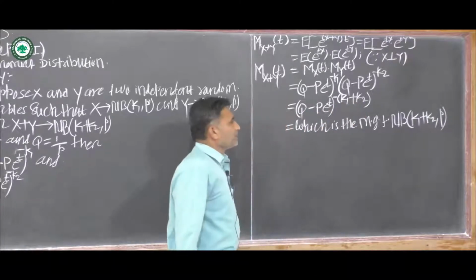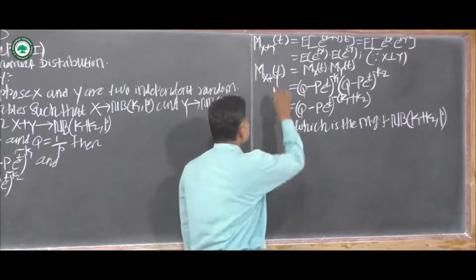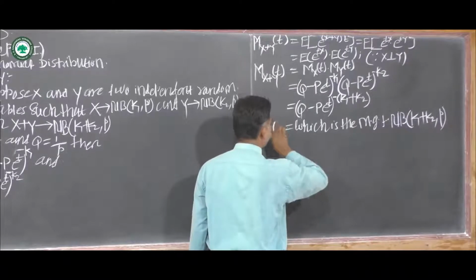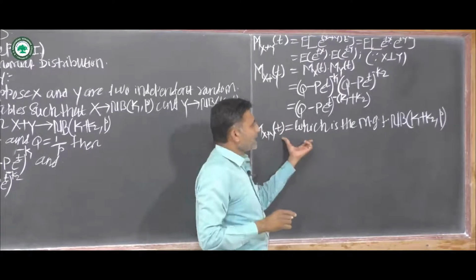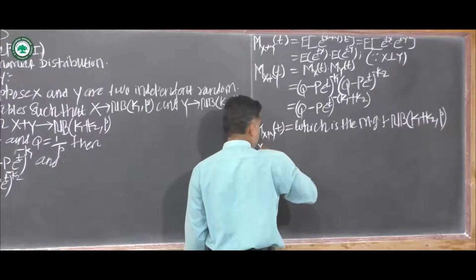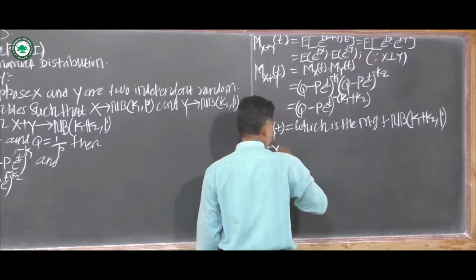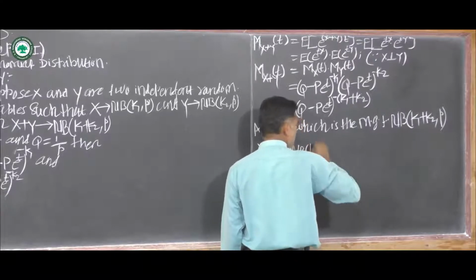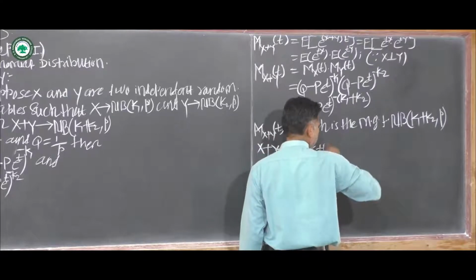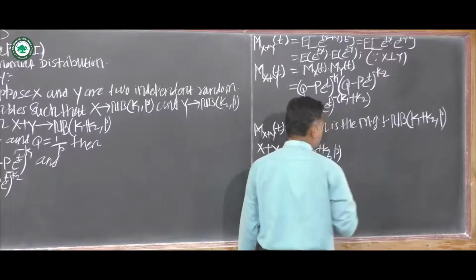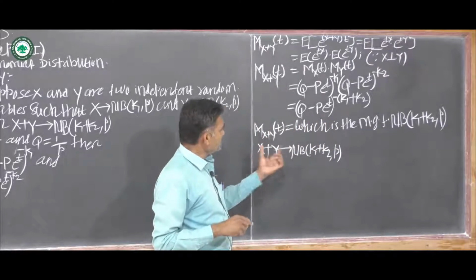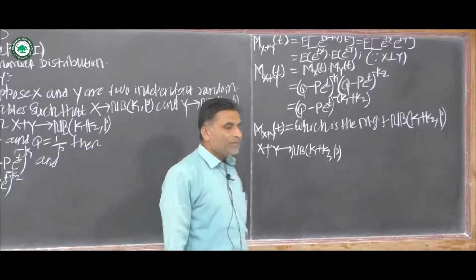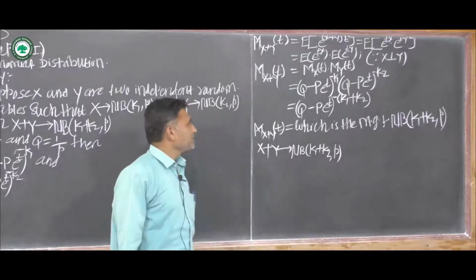Then by the uniqueness theorem, we conclude that M(x+y)(t) is the mgf of negative binomial distribution, so X plus Y follows negative binomial distribution with parameters k1 plus k2 and p. This is the proof of the additive property of negative binomial distribution. Now we see the generalization of this additive property.